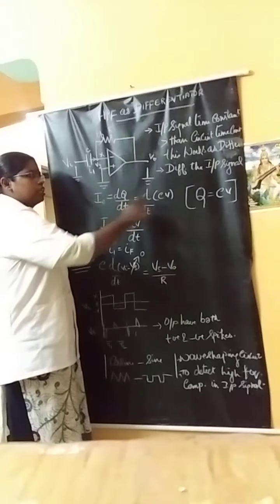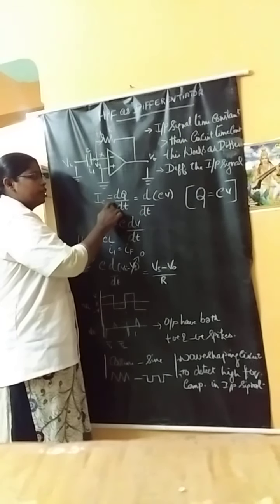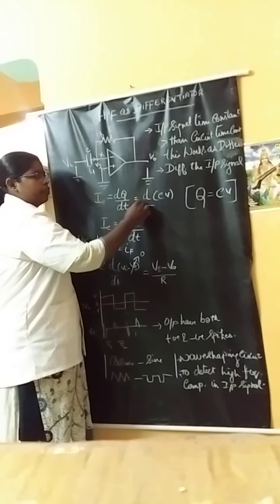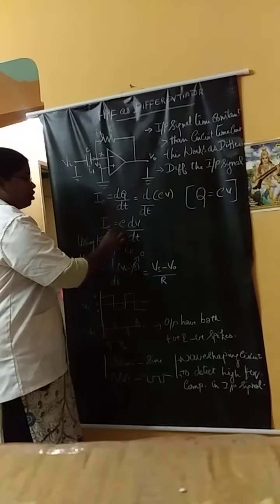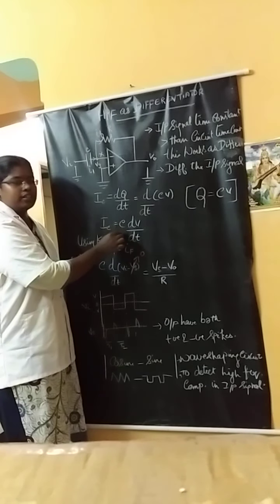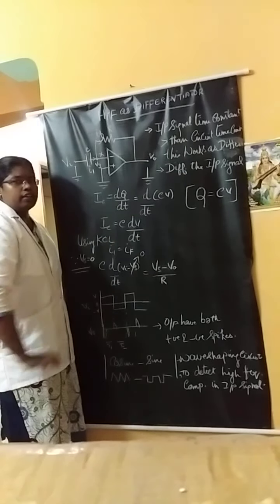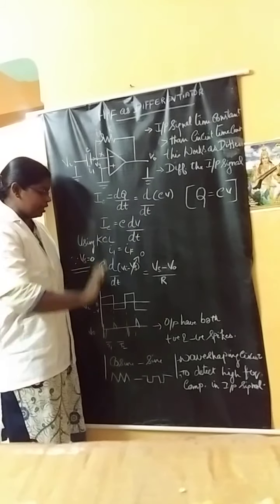You know that charge is equal to C into V, and capacitor current IC equal to dq by dt equal to d of CV by dt. IC is equal to C into dV by dt, because the capacitance is constant. Only the voltage value changes with respect to time. Therefore, IC is equal to C into dV by dt.